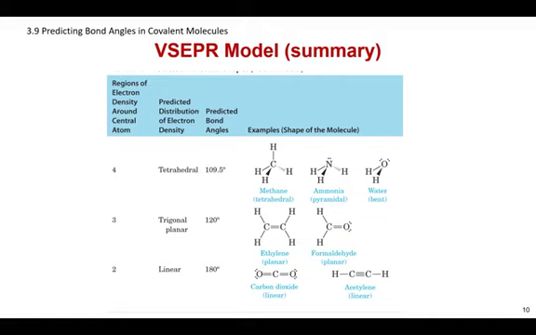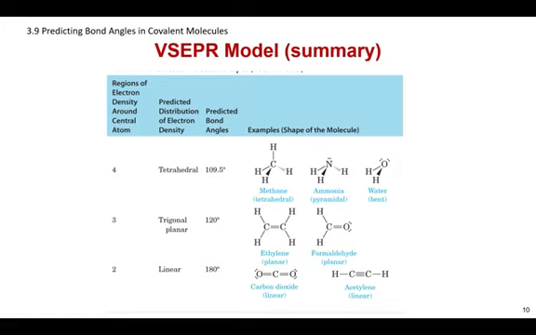Ammonia is pyramidal or triangular pyramidal. Methane is tetrahedral. Ethylene is planar, close to 120. Acetylene and carbon dioxide are 180, linear molecules. The angle between this is 180. This is 120. This is tetrahedral. Ammonia is close to 107, water is 104 because the lone pairs change the angle.